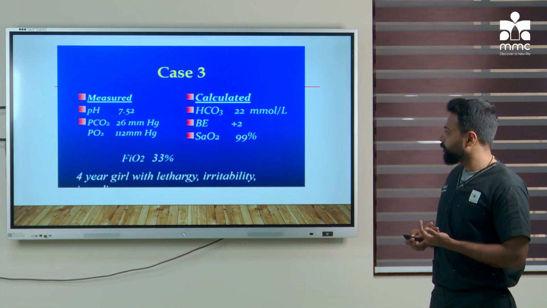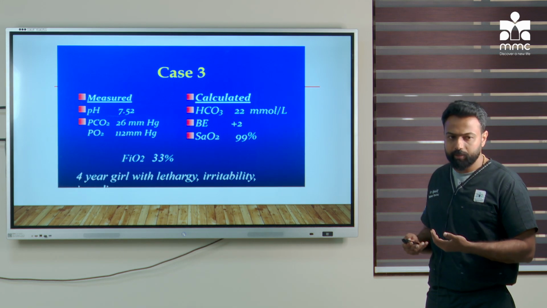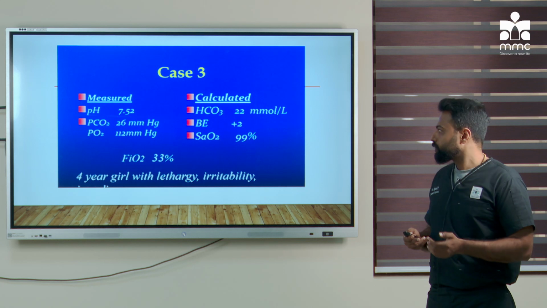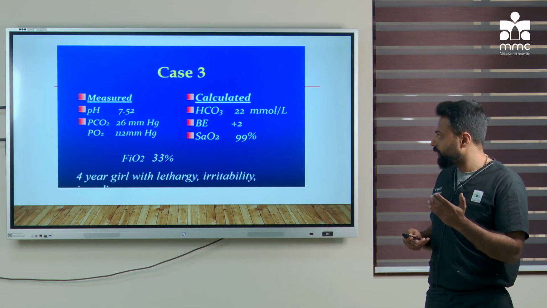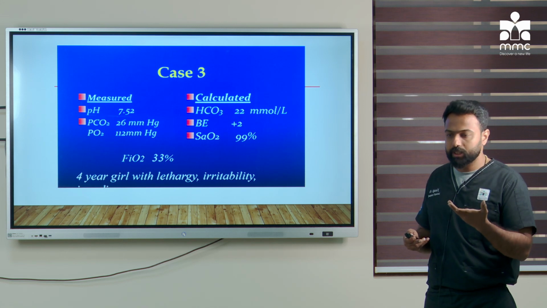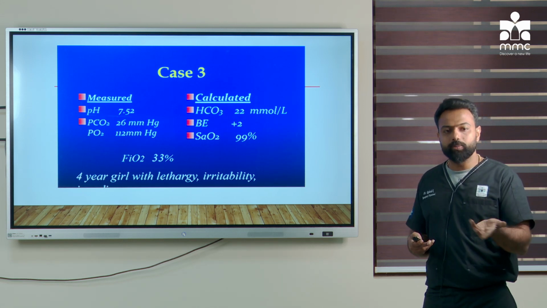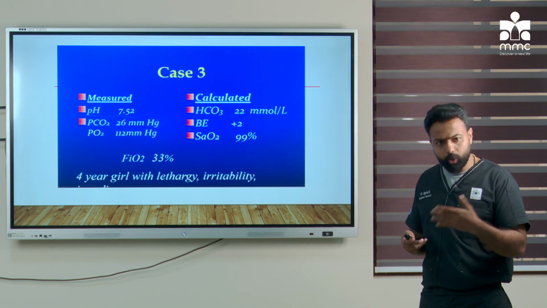So you look at the FiO2 again. FiO2 is not that high. Maybe they are giving the oxygen through nasal prongs. And the PO2 is 112, which is almost okay, right? She is having a PO2 of 112 with an FiO2 of 33%. And this may have a respiratory or metabolic cause, but clinically both are possible.